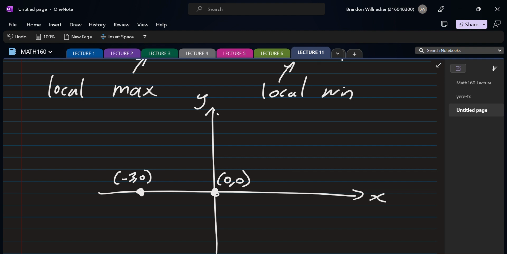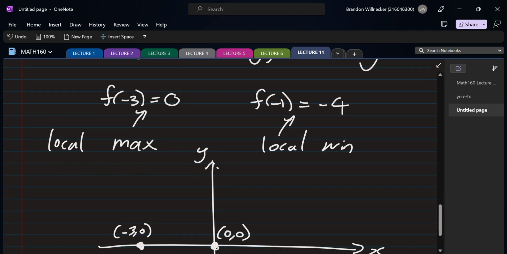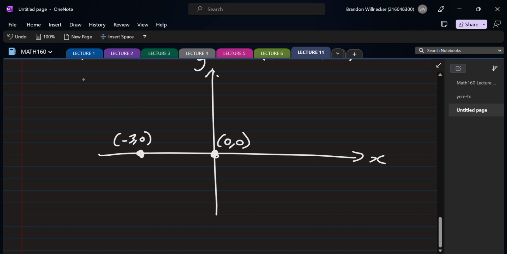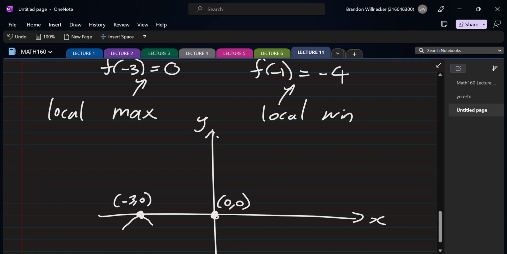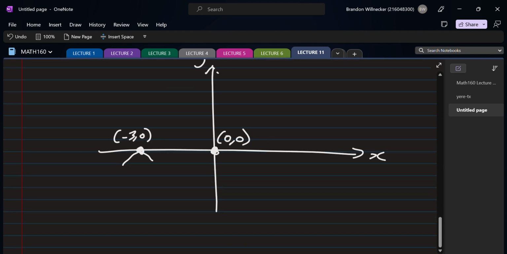Then the minimum and maximum. So we've got a local max at -3, so it's going to be something like that, because it's a maximum. And then at -1, -4, we get a local min. So that's going to be somewhere here. -1, -4, it's going to be something like that. Because it's a minimum, it's going to be a little cup shape. And then we can just connect the dots.